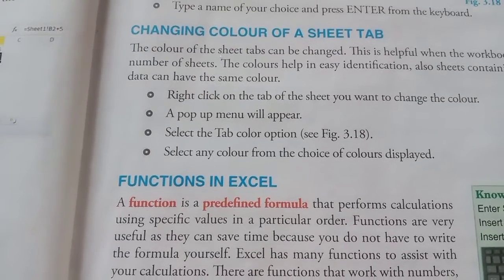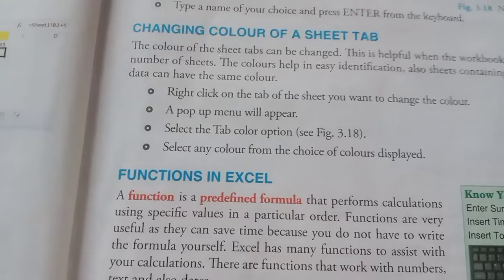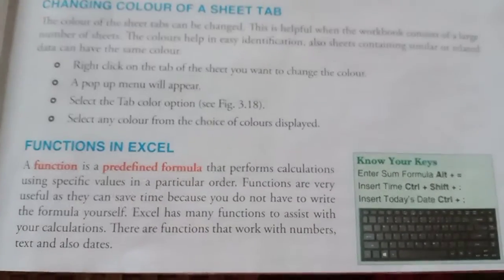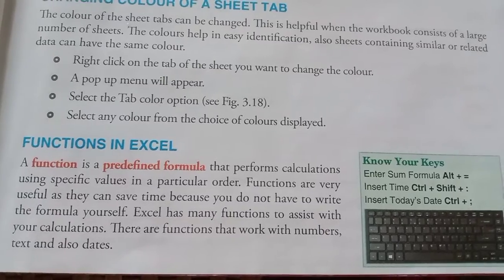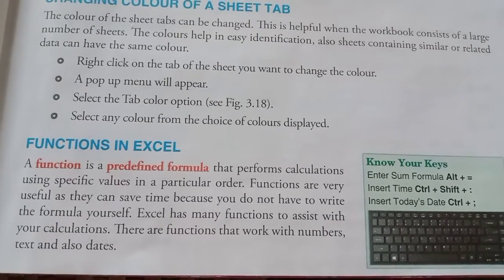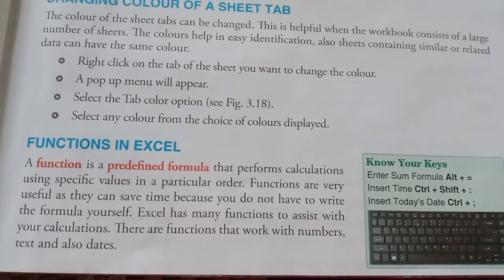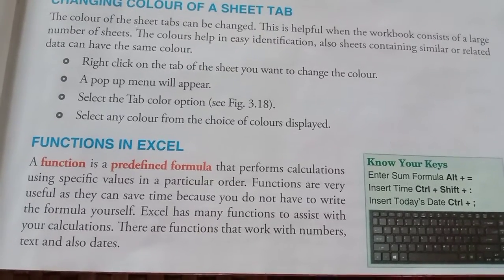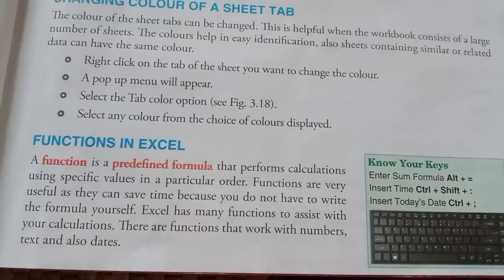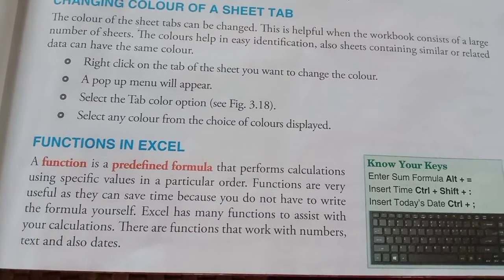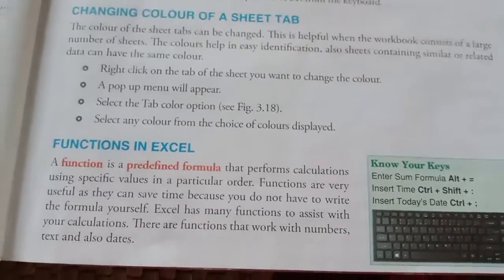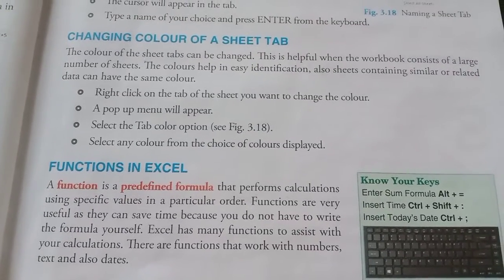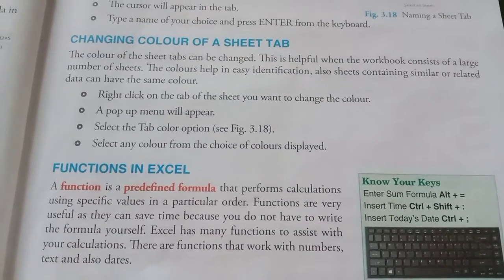There are some functions which you need to follow whenever you want a date over there, right? So here are some shortcut keys which you have to memorize. The shortcut keys are: know your keys, enter some formula. If you know the sum formula, what you need to do is press alt plus equal sign, then press enter.